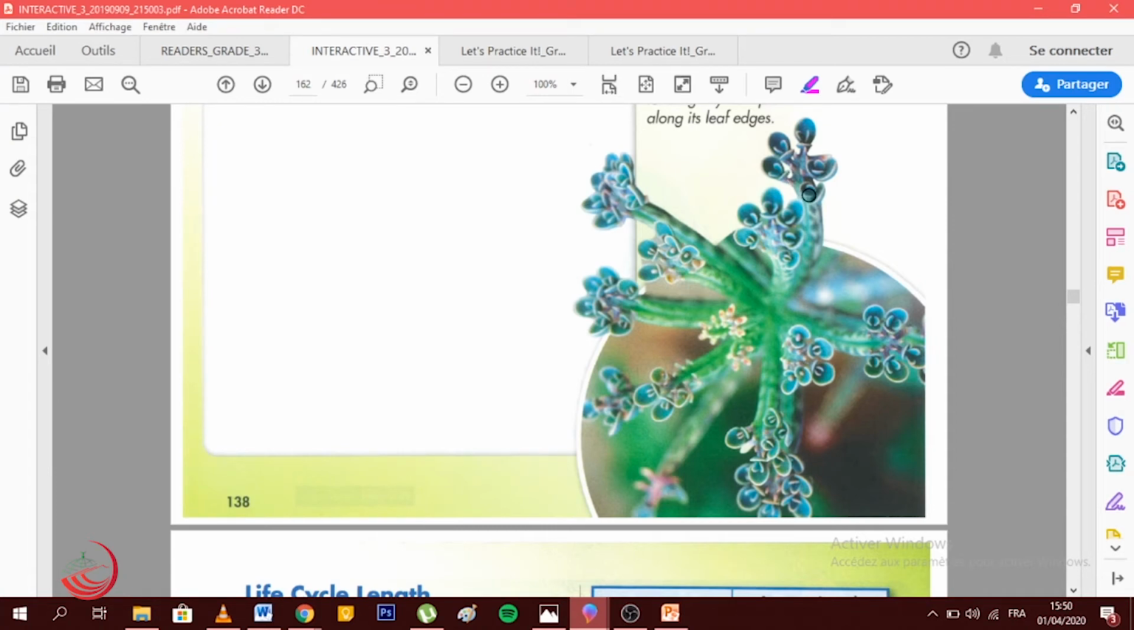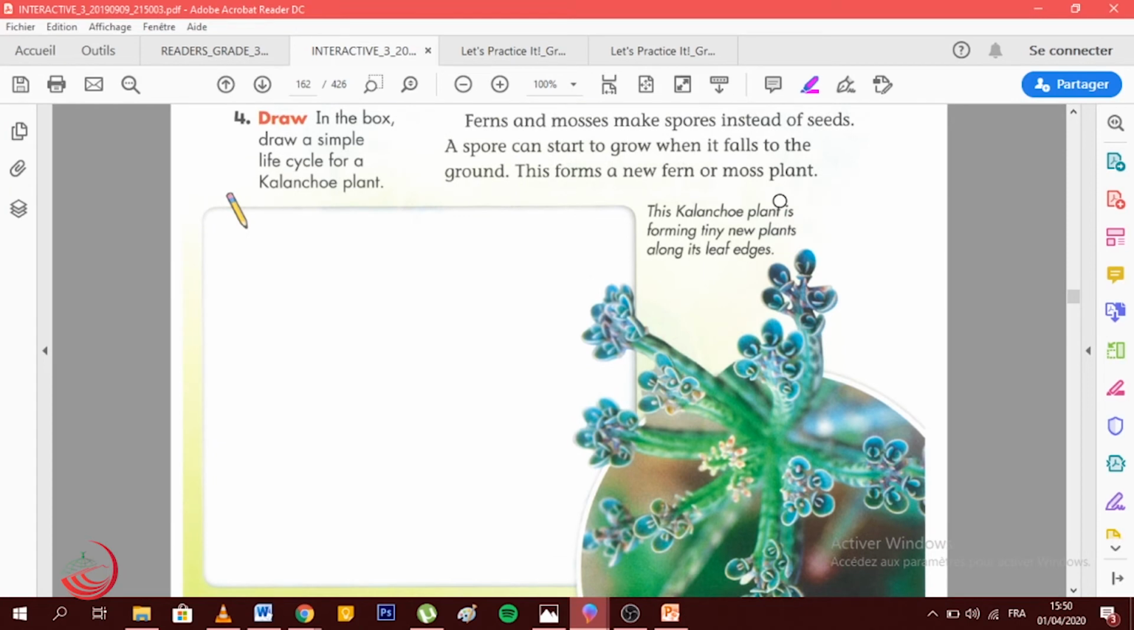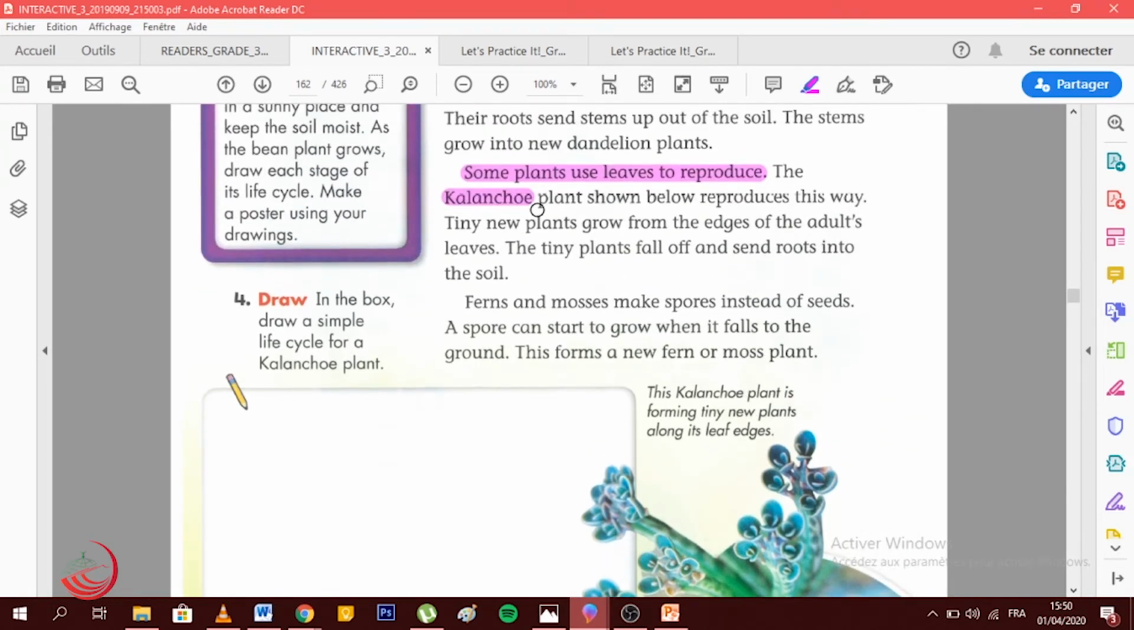So new plants are grown from the leaves. So here we can read the caption. This kalanchoe plant is forming tiny new plants along its leaf edges. Alright, so let's continue reading. Kalanchoe plant shown below, this one, reproduces this way. Tiny new plants grow from the edges of the adult's leaves.